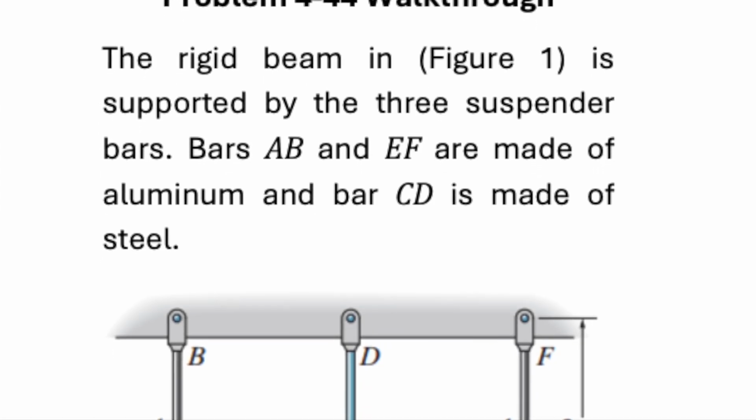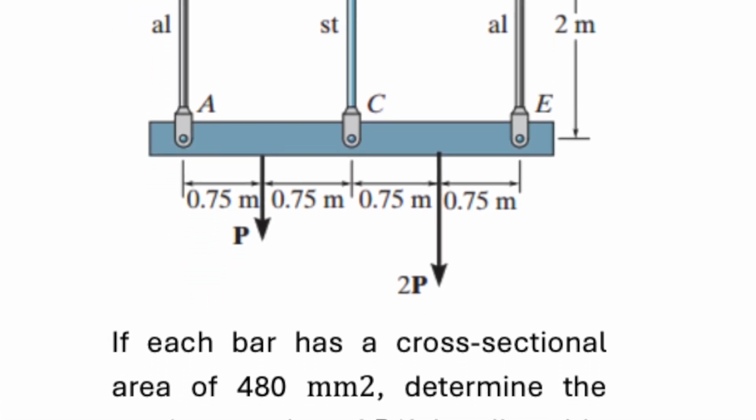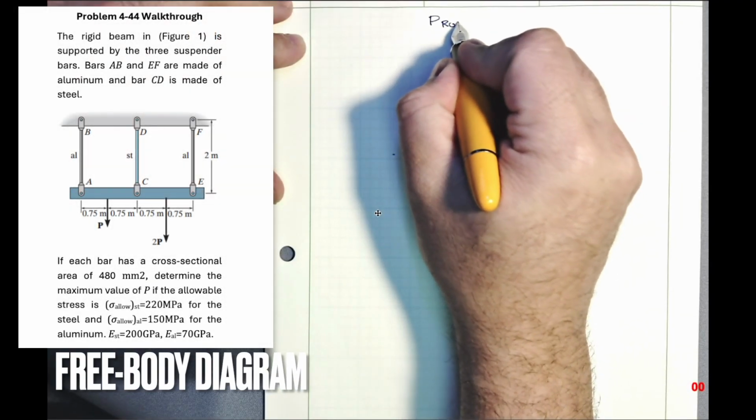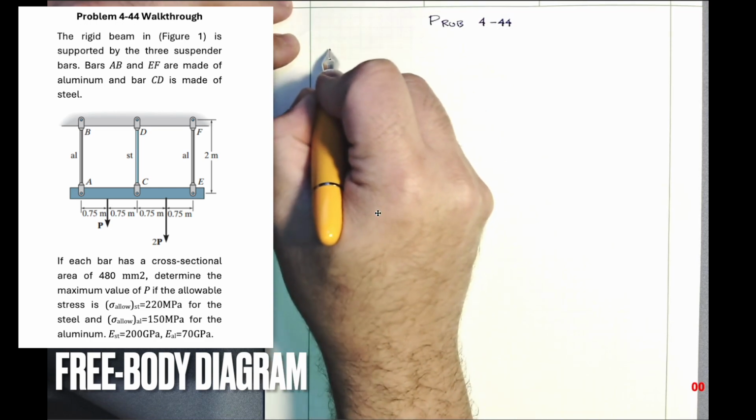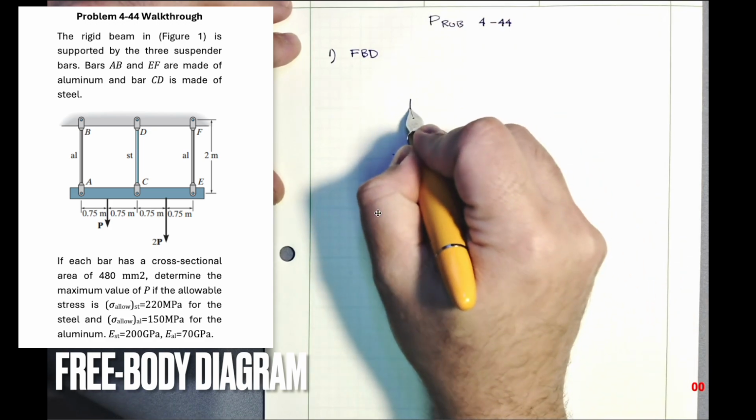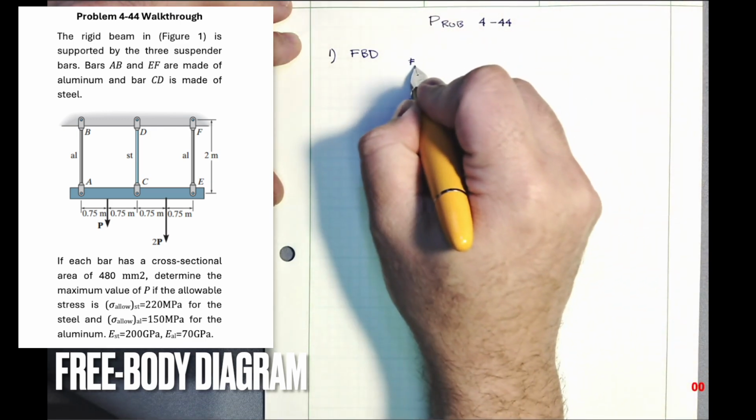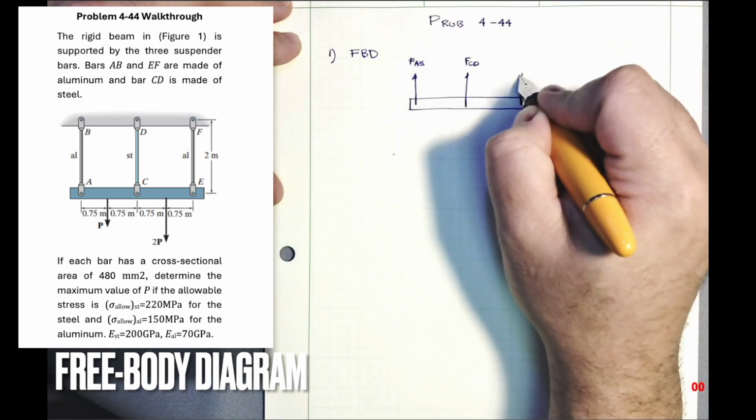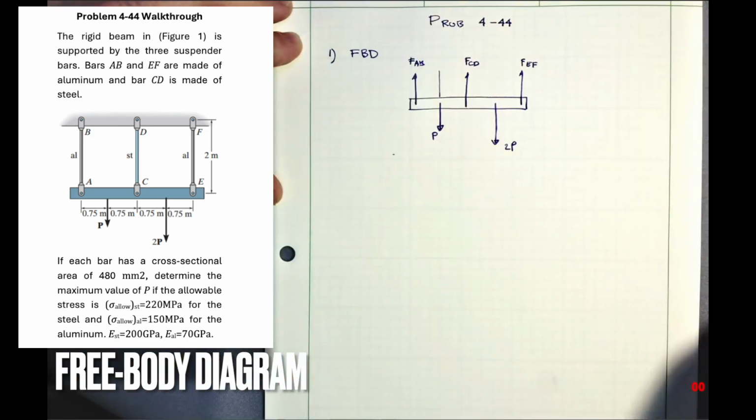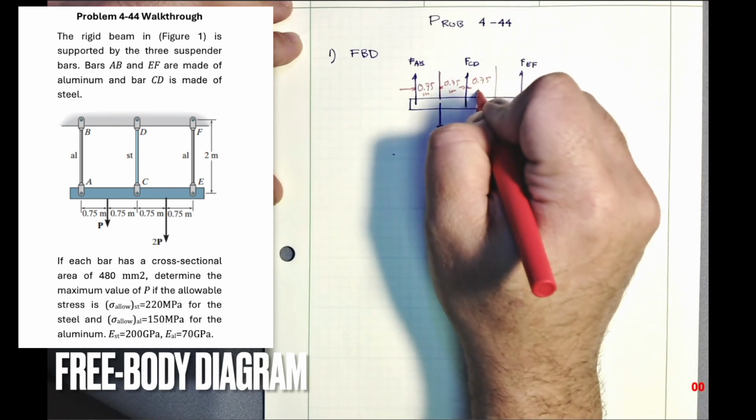In this problem, we're going to calculate the maximum loading P for a bar supported by 3 metal rods. To start, we're going to draw the free body diagram of the beam itself. Remember to replace each rod with the corresponding support reaction. While we don't know P, we're going to treat it as a constant using the variable P itself.